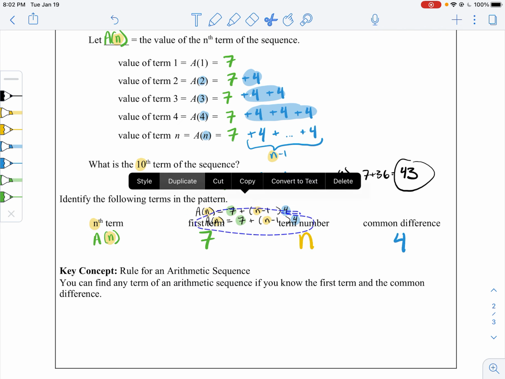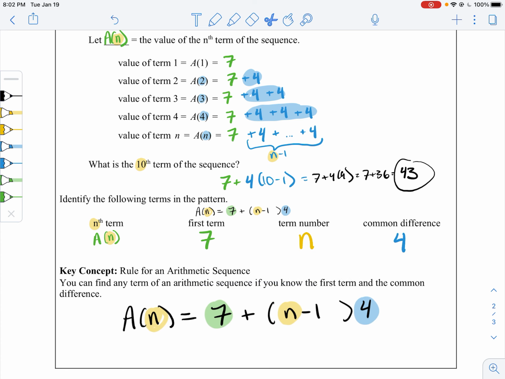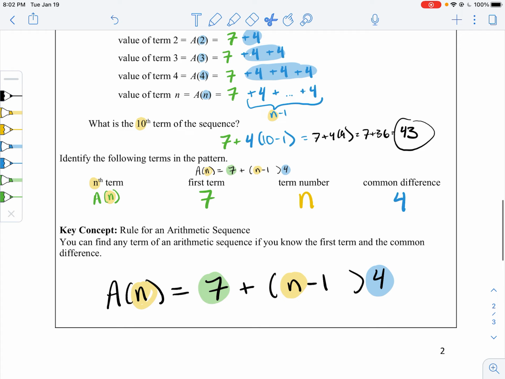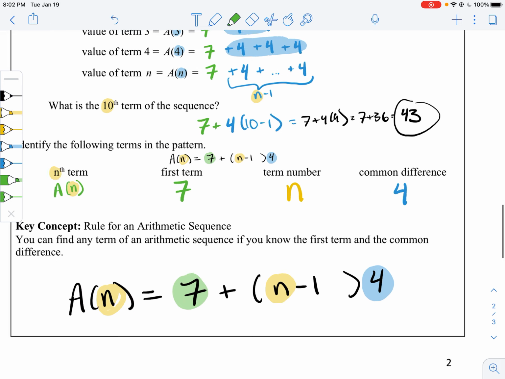Guys, guess what? That pattern works for literally everything. So you can find the term of an arithmetic sequence, and you only need to know 2 things. First, you need to know the first term.